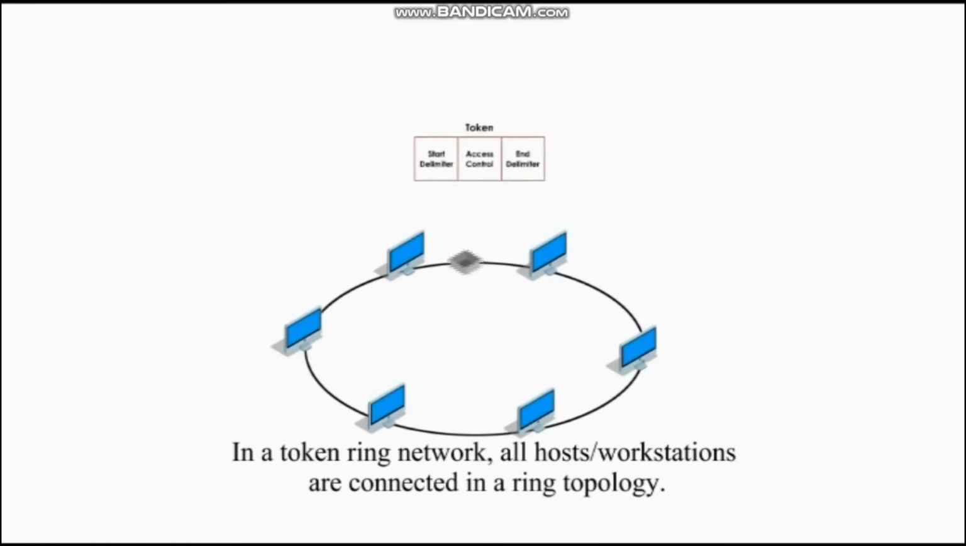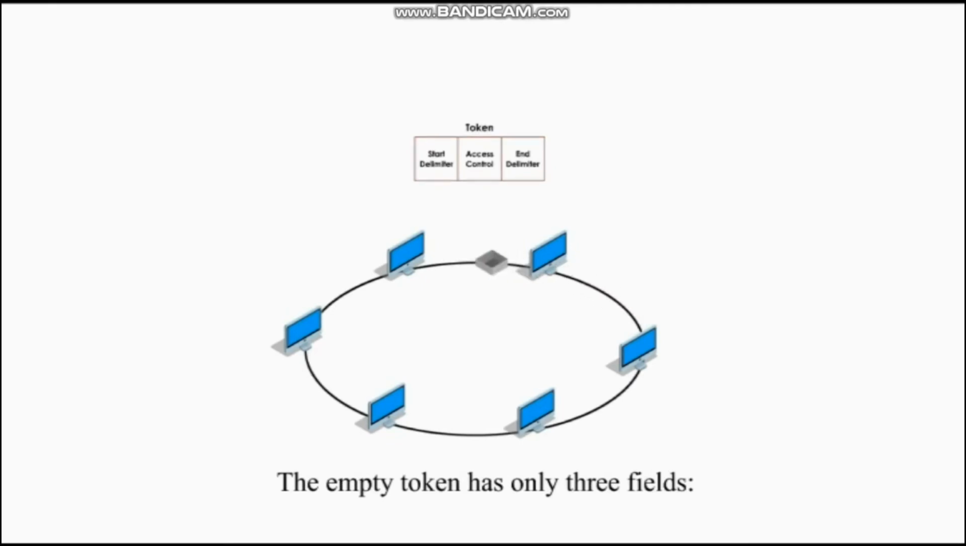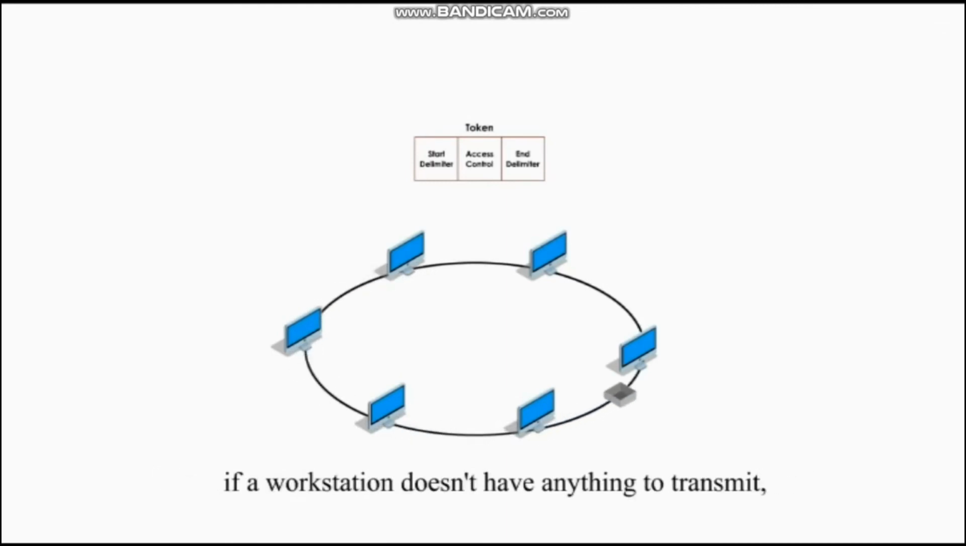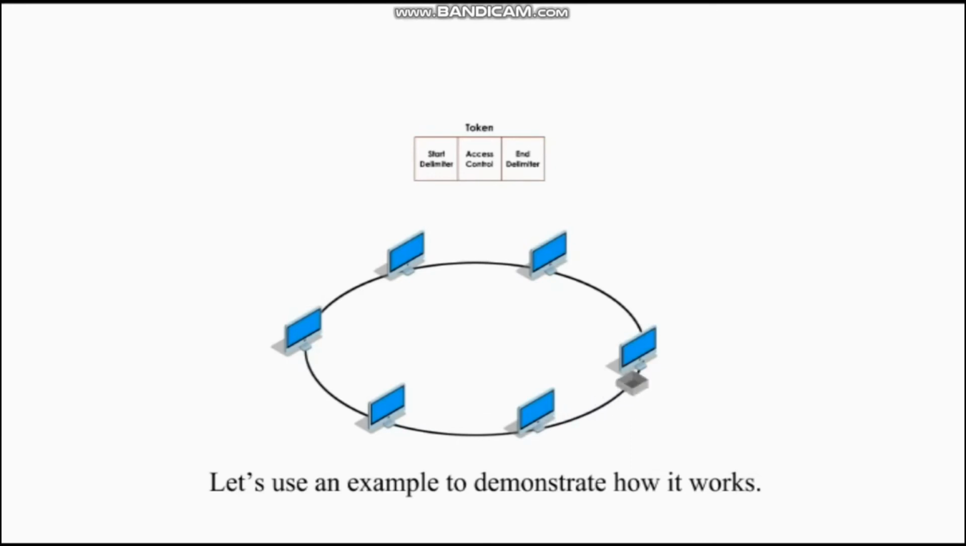All hosts or workstations are connected in a ring topology. The token, an empty frame, is continuously circulated on the ring. An empty token has only three fields: start delimiter, access control, and end delimiter. The token is like a taxi moving on a loop in a neighborhood. If a workstation doesn't have anything to transmit, it passes the token along. If it does have something to transmit, it catches the token, attaches the data, and sends it back to the ring.